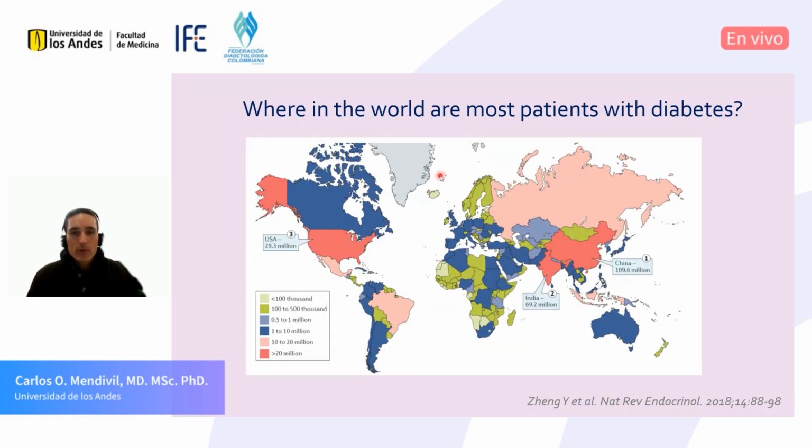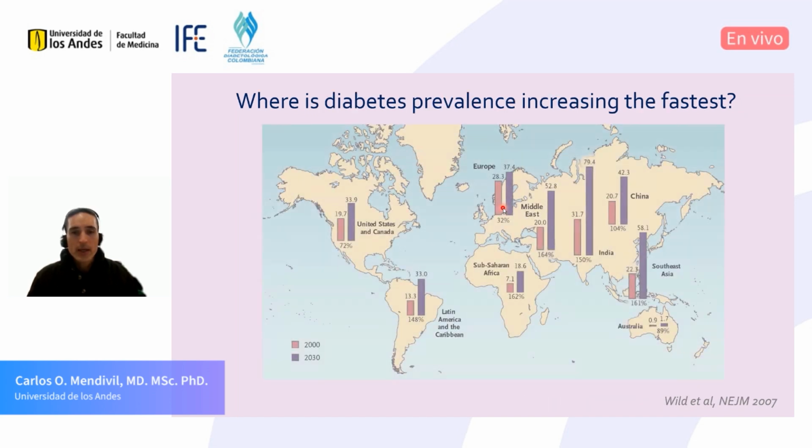Now, where in the world are most patients with diabetes? It's not equally distributed. It is concentrated in some geographical areas. And I want to highlight that the rate of growth of diabetes prevalence is particularly high in Latin America and the Caribbean. So, if you compare the year 2000 with 2030, it is expected more than a doubling of prevalence. It is a huge increase, only comparable to what's happening in Southeast Asia. So definitely we need to have locally developed solutions to prevent diabetes and to take better care of patients already diagnosed with diabetes.